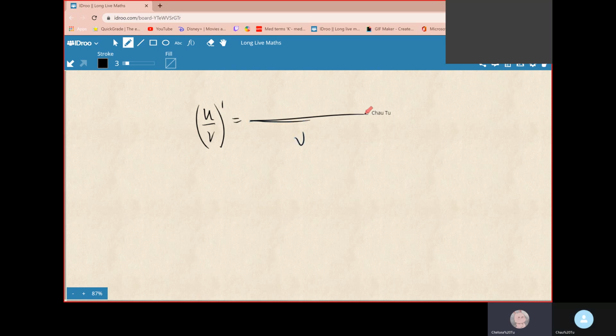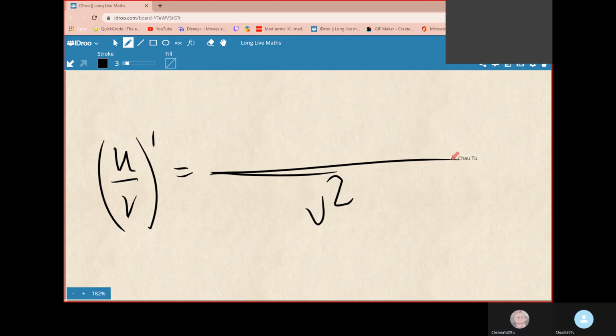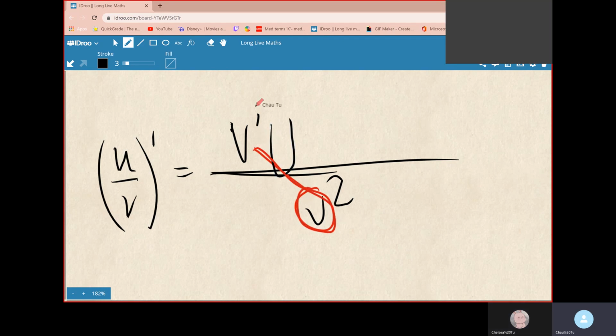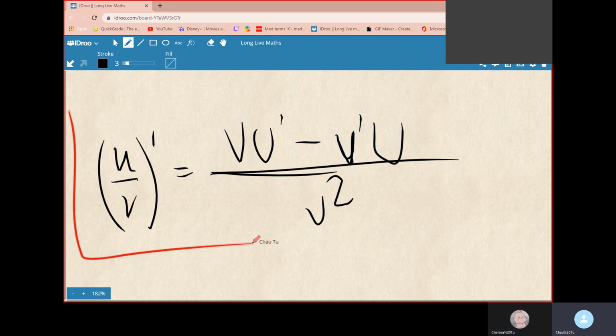For the quotient, you remember? It's v squared on the bottom, and on top, get in the habit of dragging this v up, and v stays the same: v u prime, minus v prime u. And that's your quotient rule.